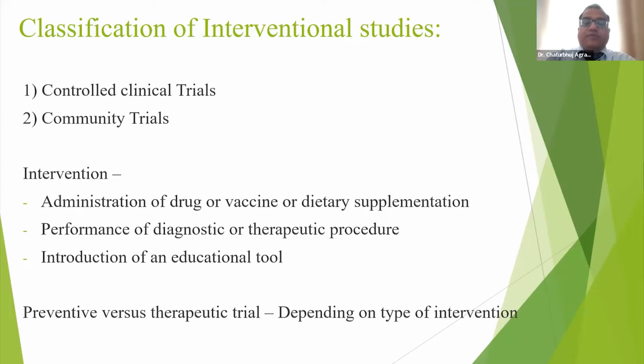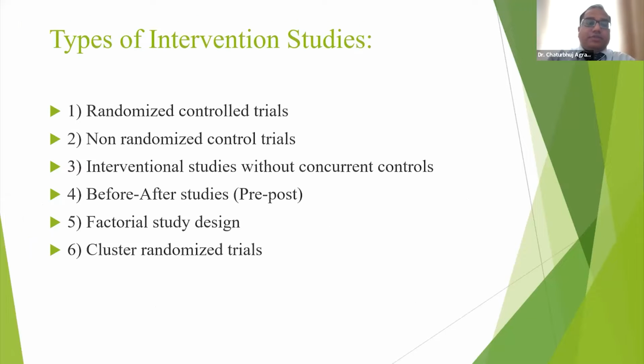We will see that there are 4 or 5 types of interventional studies in oncology, and that will give us a broad idea that in oncology particularly, the intervention need not only be therapeutic. It could be a preventive intervention. It could be an intervention only assessing quality of life. The types of interventional studies are randomized control trials, non-randomized control trials, interventional studies without any concurrent control, pre-post studies, then factorial study designs, and cluster randomized trials, as I have already spoken of in short.